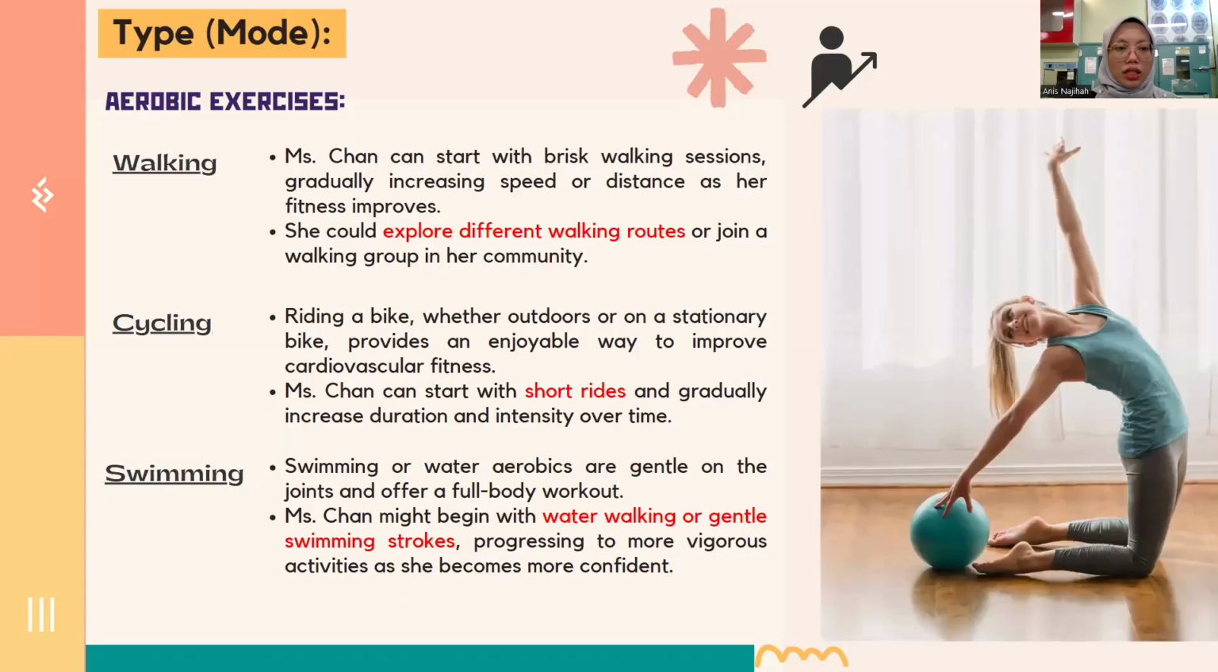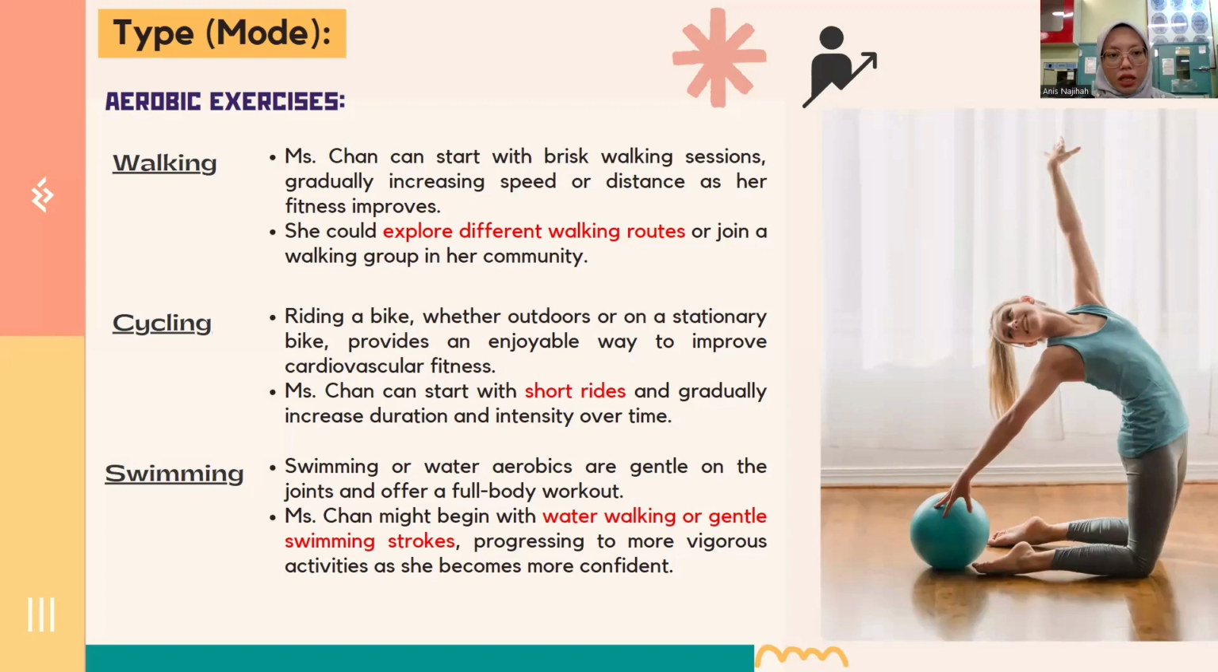So the next one is type, which is mode. First type is aerobic exercise. For example, we have walking, cycling, and also swimming. For walking, Miss Chan can start with brisk walking sessions, increasing speed or distance as her fitness improves. Then she could explore different walking routes or join, for example, a walking group in her community.